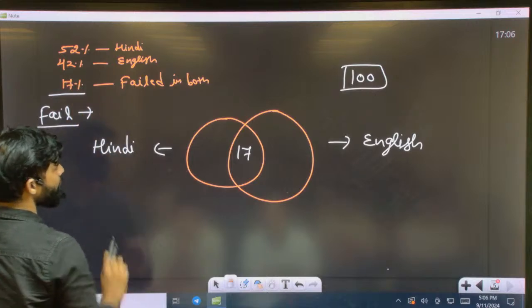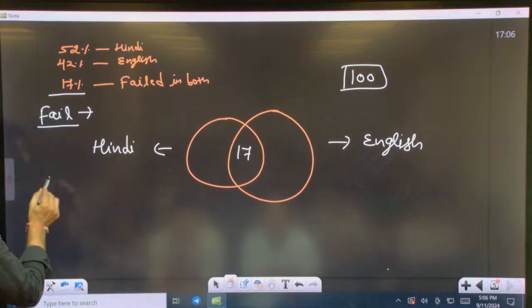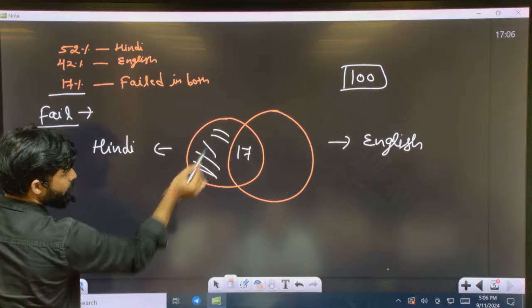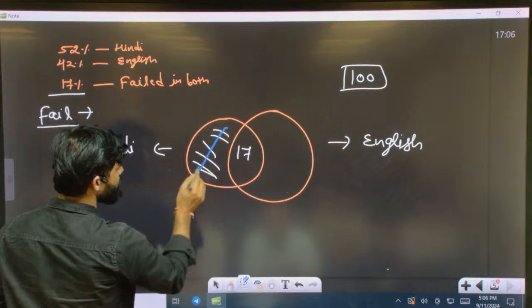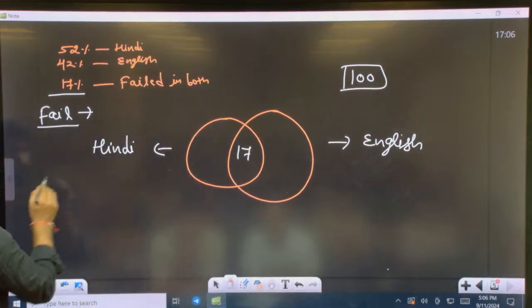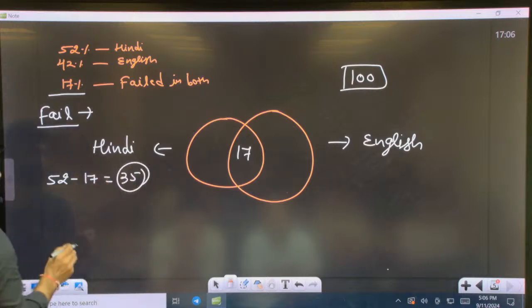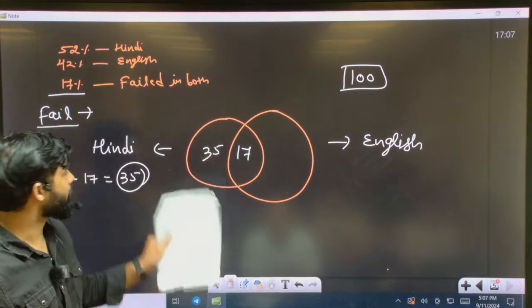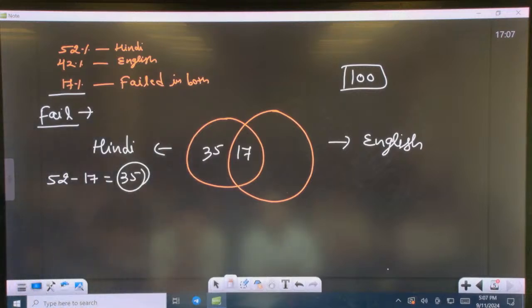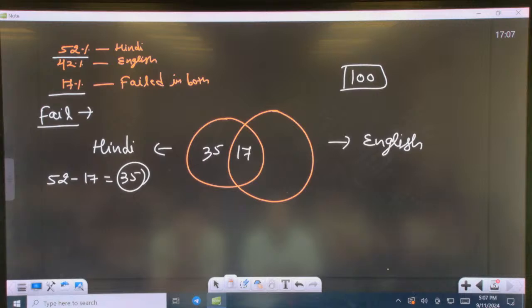Total 52% in Hindi. Already 17 is sitting. So it means that for this part, we have to make a total of 52 in Hindi. So already there is 17. So the remaining is 52 minus 17, that is 35. So I can write 35 here. Now count the number in Hindi. 35 plus 17 is 52. And 52% failed in Hindi. Any problem in this?